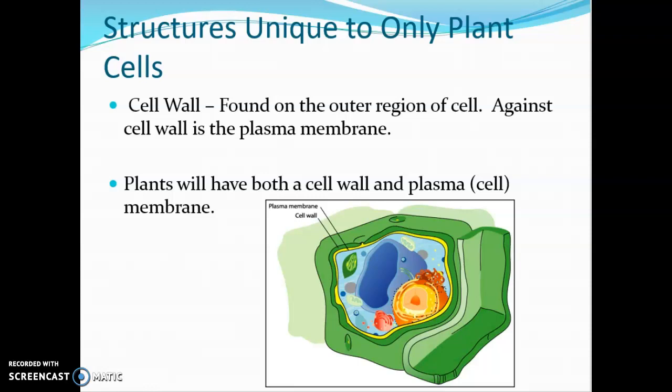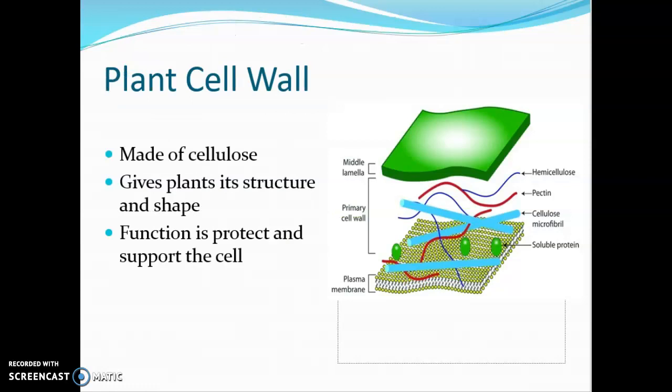Now let's look at things that we find in plant cells that we don't find in animal cells. The first thing is the cell wall. Animal cells do not have a cell wall. The cell wall of plants is what gives the plant its structure. It also helps with protection of the cell. It's made up of a certain type of sugar known as cellulose.